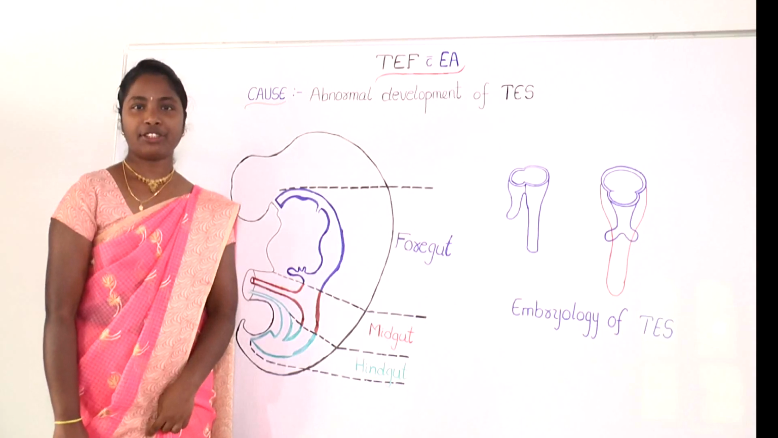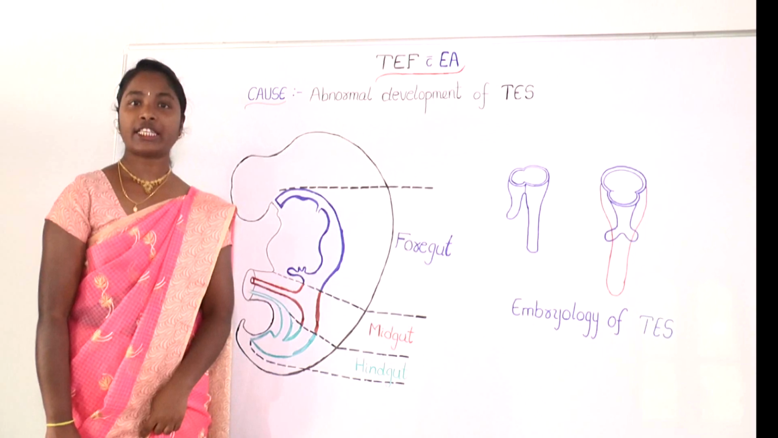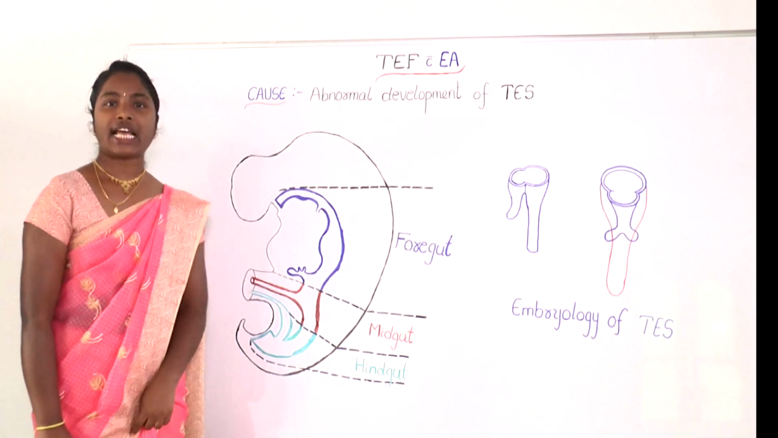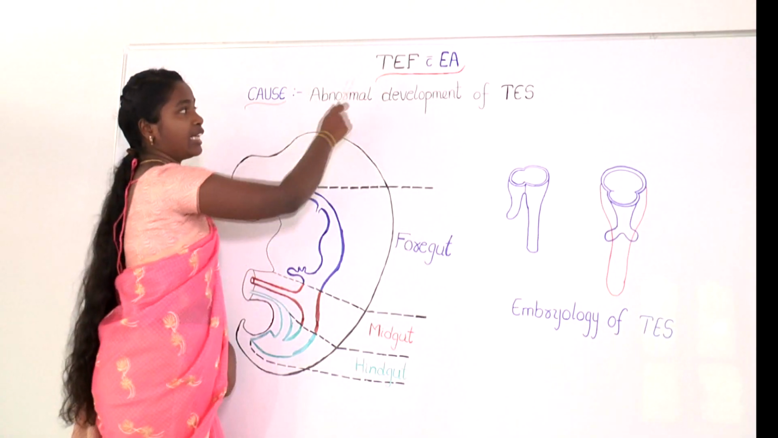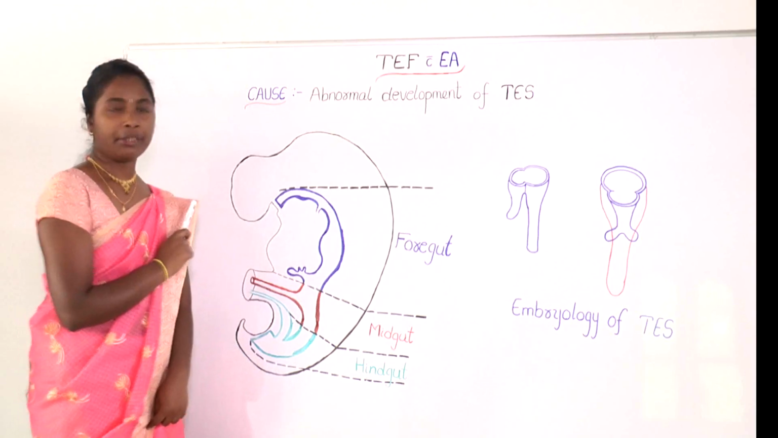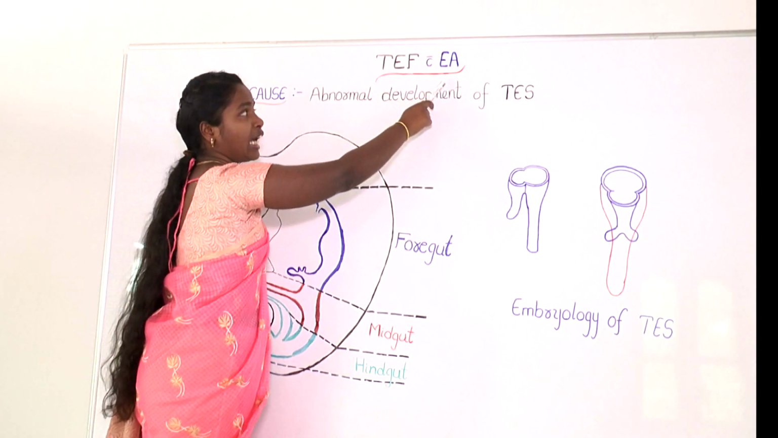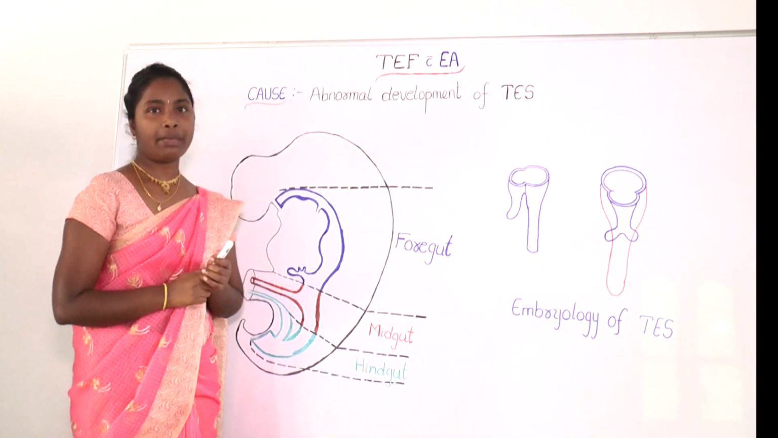Hi everyone, in this video we are going to talk about pathogenesis and pathological sequelae of tracheo-esophageal fistula and esophageal atresia. In previous class we have learned that tracheo-esophageal fistula is an abnormal connection between trachea and esophagus, and esophageal atresia.